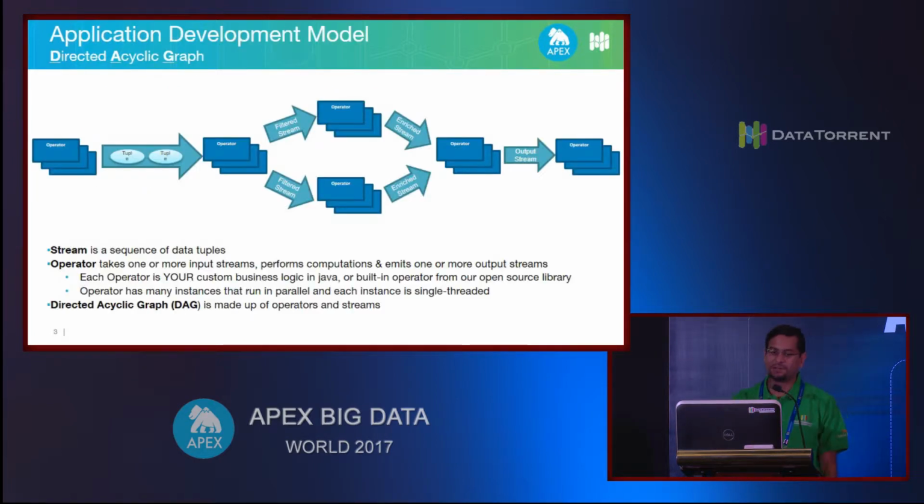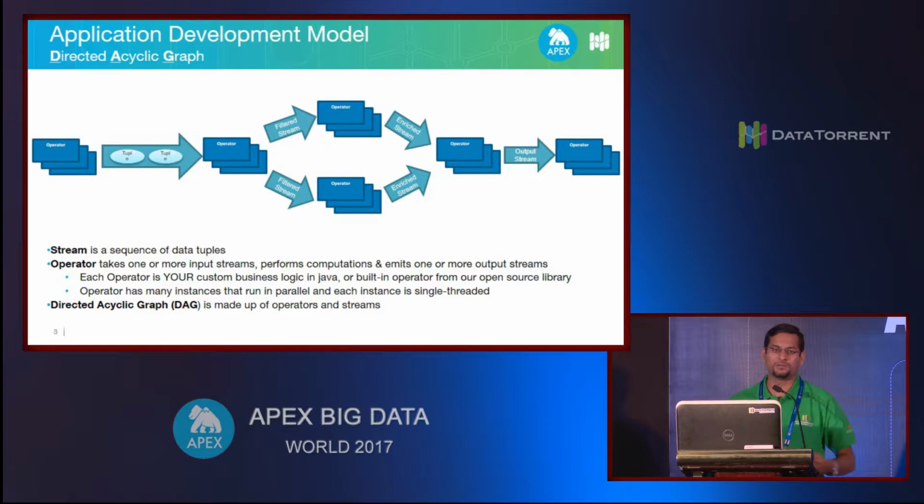So, application development model. Basically, it has a bunch of components. The first and most important component is an operator. Operator is a place where you have the business logic built in. Okay? So this is the place where your code is going to exist. Whether it is reading from Kafka or file system, or maybe putting a transformation stage like filter, any specific business logic that you want to put is going to reside in the operator.